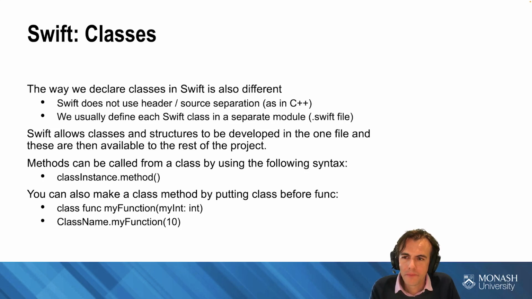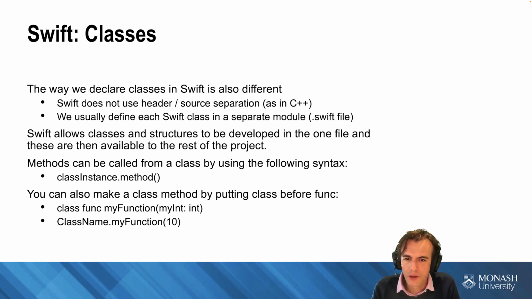So, the way we declare classes in Swift is also different. Unlike some languages, notably like C and C++, we don't have this separation of header files and source files. Swift classes are usually just defined in a separate module, a .swift file, and they're just available to the rest of the project.